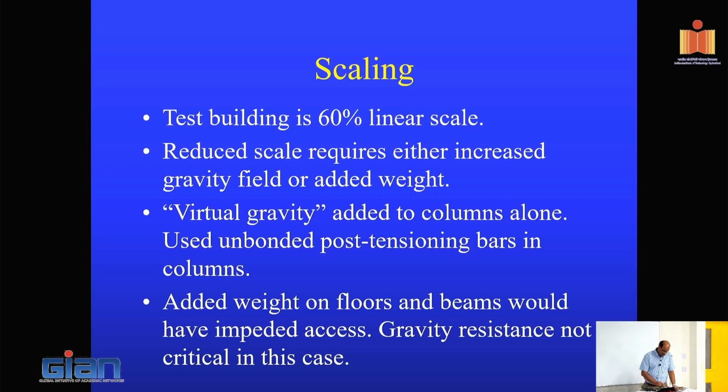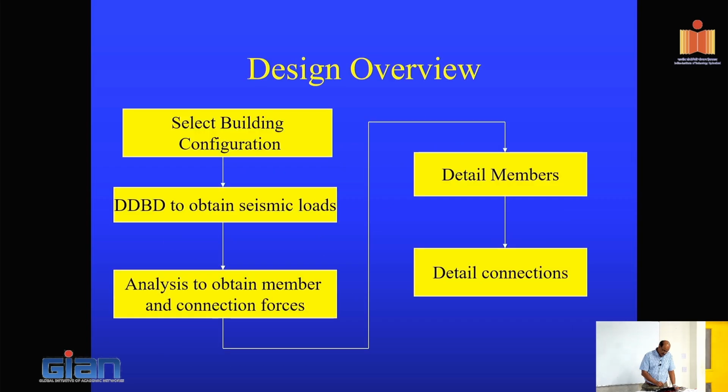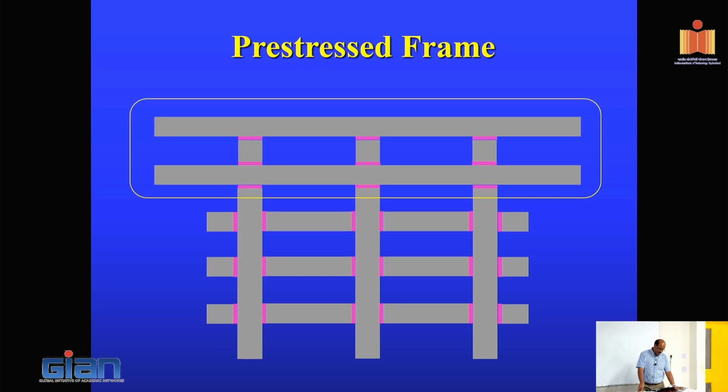Okay, I don't want to spend some, so yeah, this is supposed to be about 60% of the actual scale. So this is what the elevation looked like in one side. So you could see one of the frames had this particular detail. I'll go into the details again so you can see how we can introduce different details.